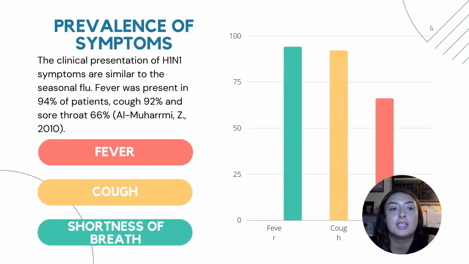The prevalence of symptoms: the clinical presentation of the H1N1 symptoms is similar to the seasonal flu. Fever was present in 94% of patients, a cough was present in 92% of patients, and a sore throat was present in 66% of patients. While many other symptoms could be present, the key is understanding that without a testing kit, there is no way to determine the strand of the flu present. This is what made H1N1 so alarming and often made individuals sicker than the common seasonal flu.